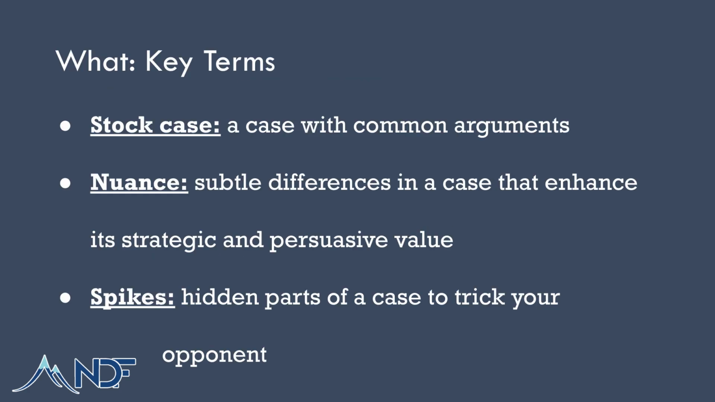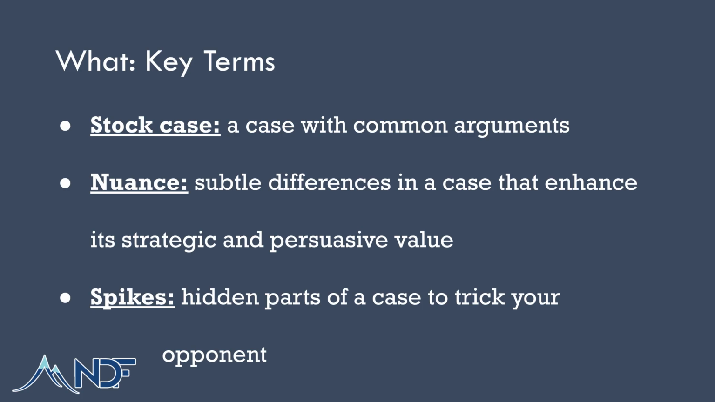So let's start with what. Let's break down some of the key terms. So the first one is the stock case. Hopefully you all did go to James' lecture yesterday, right? So he talked about the difference between a stock case and a squirrely case. I won't spend too much time on this, but essentially a stock case is just a common case, right? It's a case that you'll hear in the literature pretty often. It's arguments that people will be discussing in newspaper articles and journals pretty commonly. It's also what most debaters will run. So stock is just a case that features common arguments.